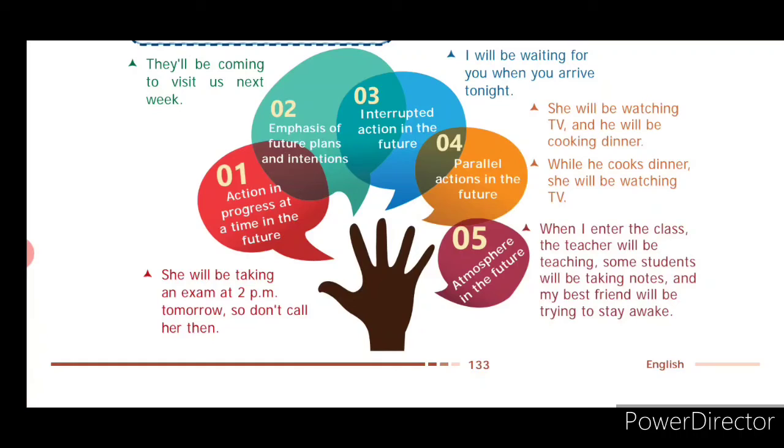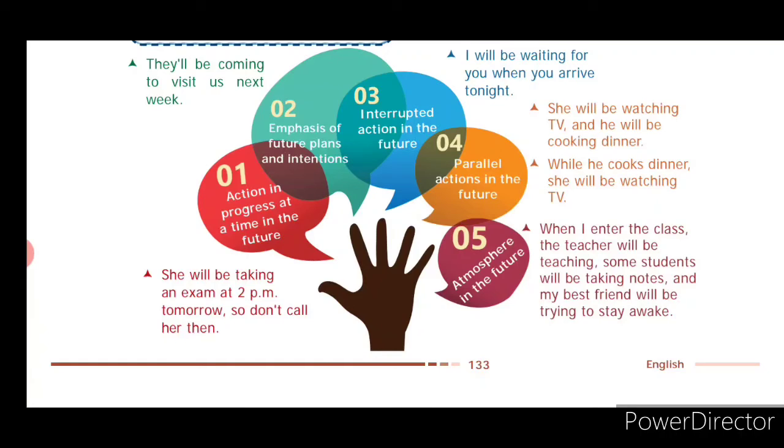See, they will be coming to visit us next week. Okay, it's a future plan. Then interrupted action in the future. I will be waiting for you when you arrive tonight.